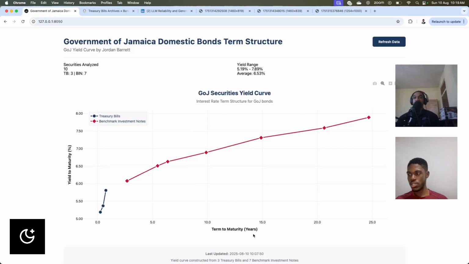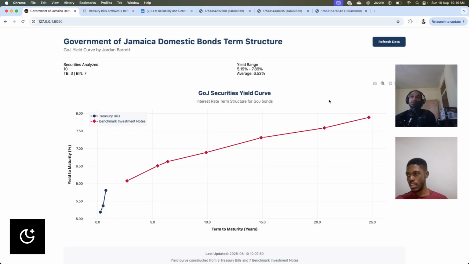the date at which it will mature. You can observe that it points upwards and to the right because of the time value of money. As the security stretches further into the future, you have more uncertainty, so investors will demand a higher return. That's something you learn as a financial fundamental, so it's cool that you can actually observe that in the market.